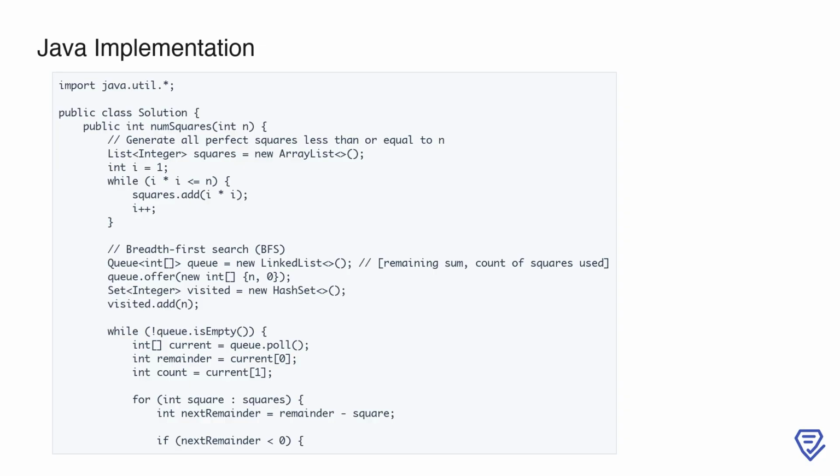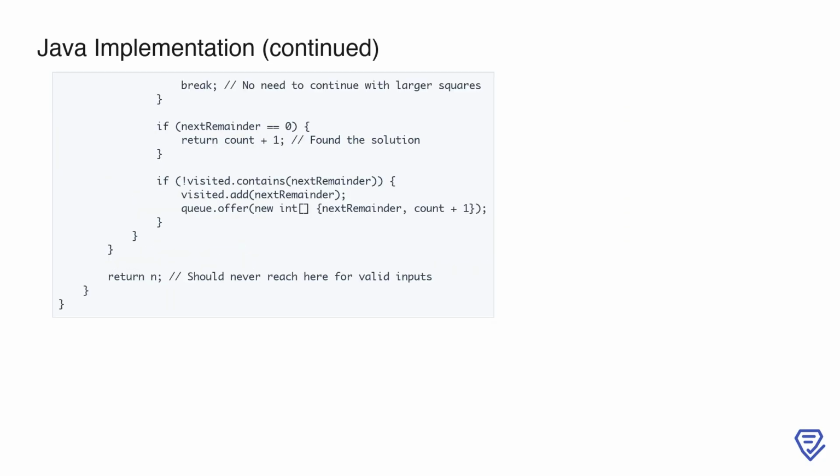We also use a visited set to track numbers we've already processed, ensuring we don't revisit the same state and avoid unnecessary calculations. As long as the queue isn't empty, we process each state by retrieving it from the queue, extracting the remaining sum and the count of squares used so far. For each state, we iterate over the list of perfect squares. If subtracting a square from the current remainder results in a negative number, we break out of the loop because the squares are sorted, and all subsequent squares will also be too large.